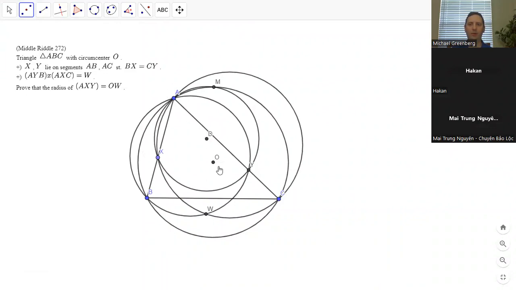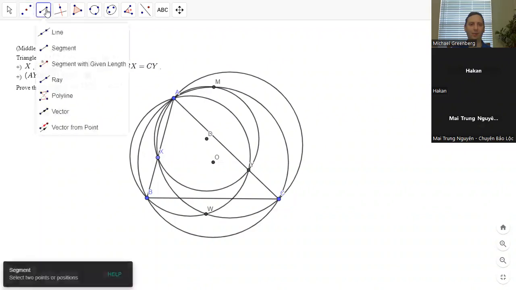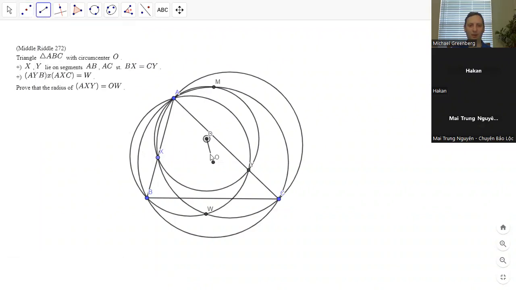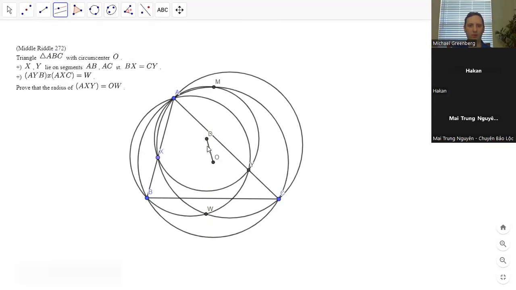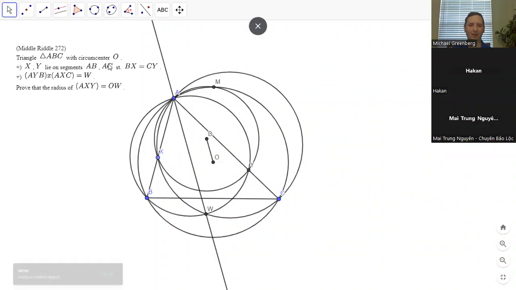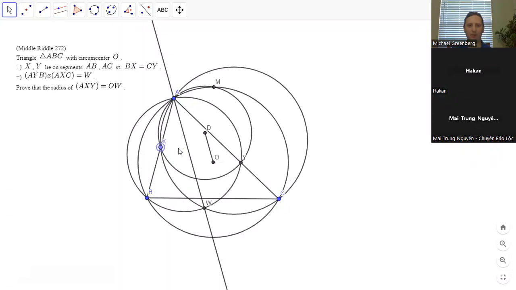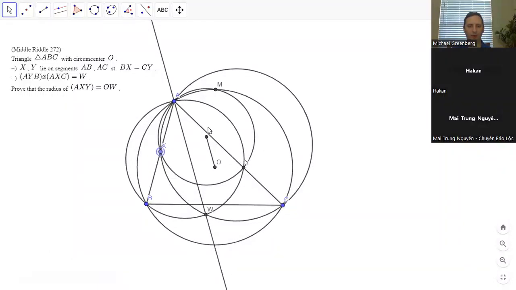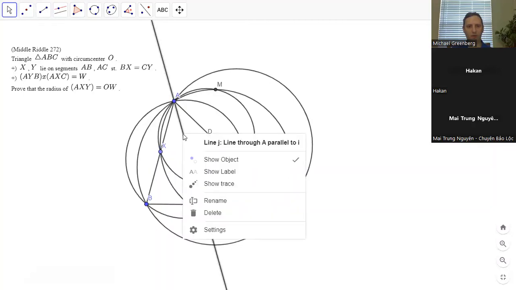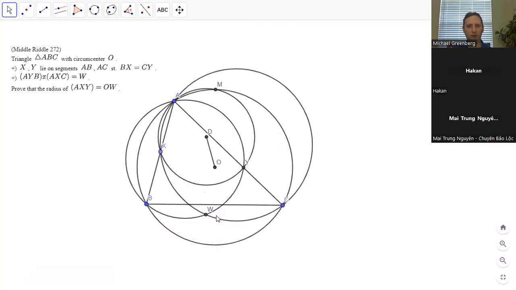But I wonder if this is a trapezoid, an isosceles trapezoid. So let's check if that's the case. This looks a little bit familiar. I feel like we've done something like this before. So we have to show that's a trapezoid. And if we do that, then BA is equal to OW. So that solves the problem. How do we do that?